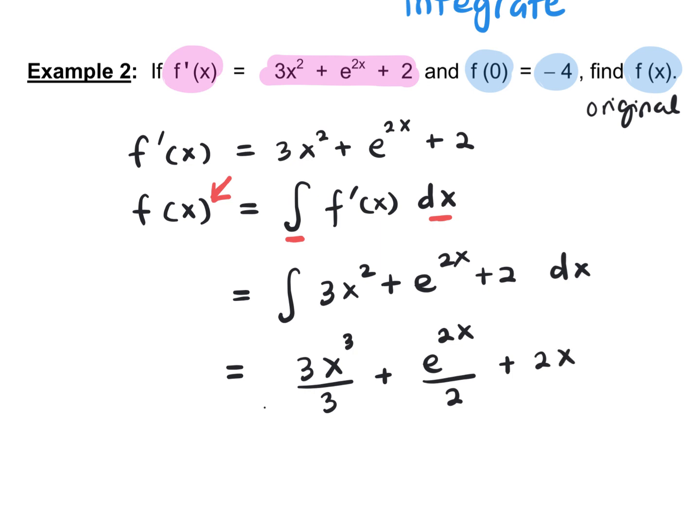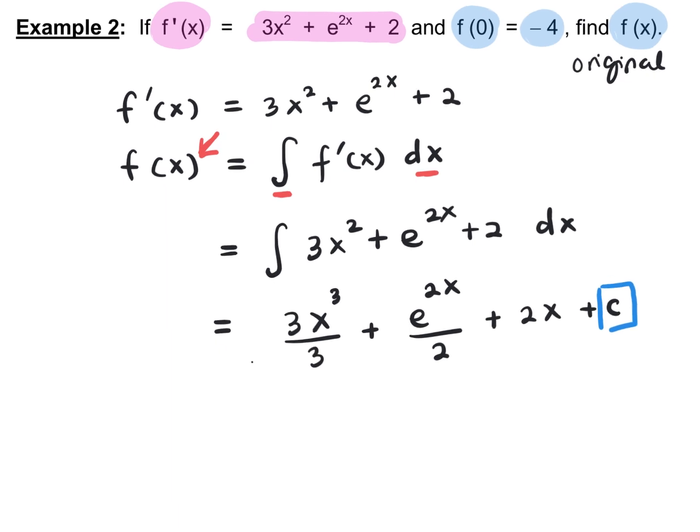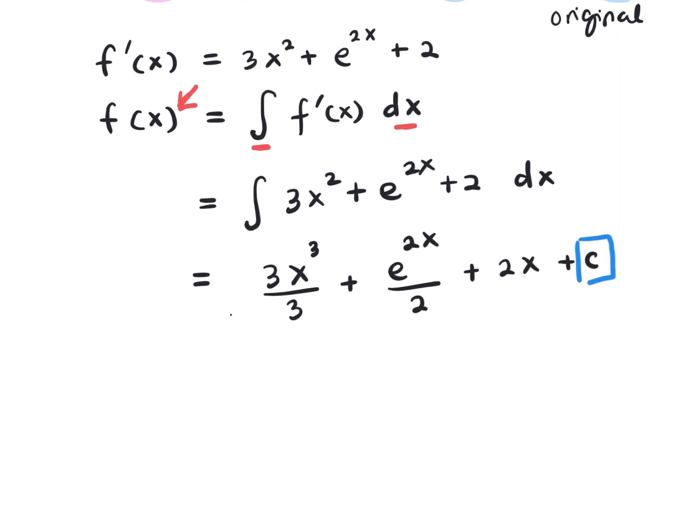Okay, so one more thing, we have plus c here. This is the value of f(x), but we have c that needs to be found here. So how to find this c? We have this information, f(0) is equal to -4. So let's use the information to find the final values for this f(x). First, we need to find the c.